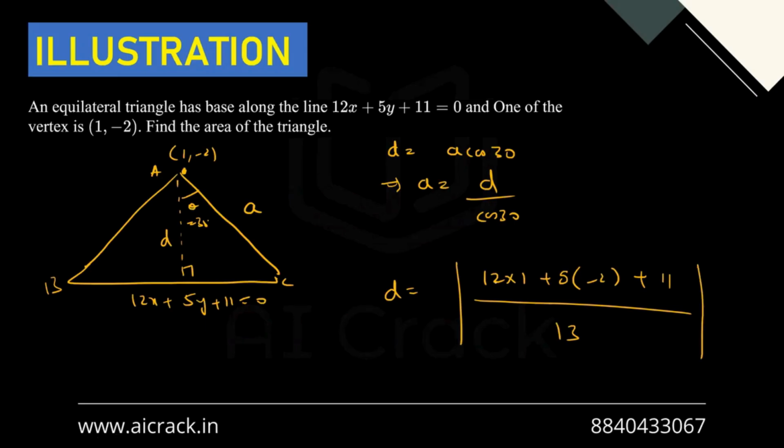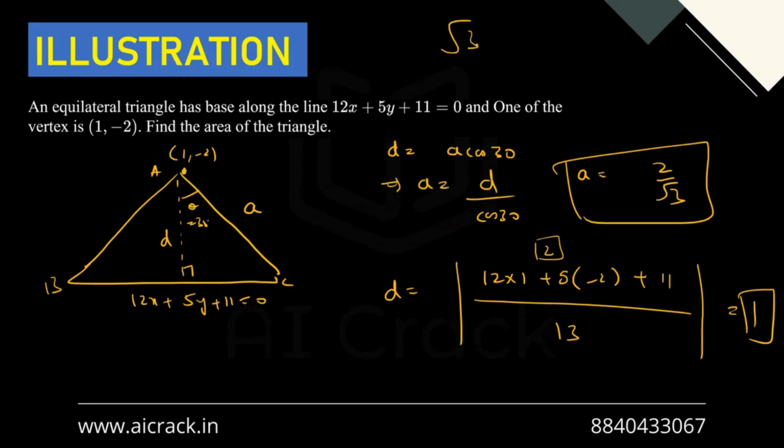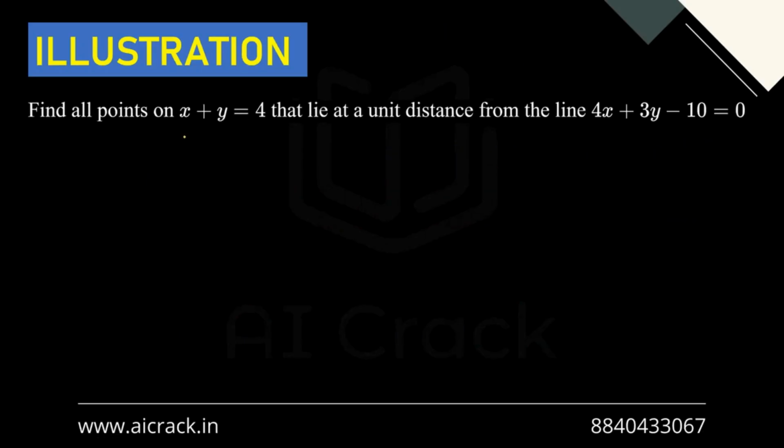Now this is minus 10 and this is 12, so this becomes 2. 2 plus 11 is 13. 13 by 13 equals 1. So the distance comes out to be 1. Then a equals 1 divided by root 3 by 2, which becomes 2 by root 3. Now with the formula root 3 a square by 4, you can find the area of this particular equilateral triangle.